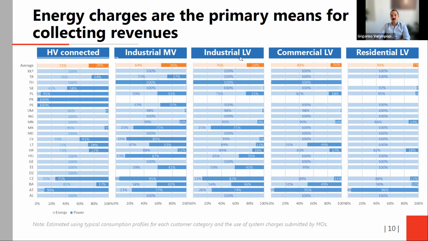And then as we go to lower voltage levels, the portion that is recovered through energy charges is higher in comparison to that recovered through demand charges. For example, for residential, almost all revenues are recovered through the energy charge, 93%, and a small portion through demand charges. To do this calculation, we have used typical consumption profiles for each customer category and the tariffs that were submitted through the member organizations of ERRA.